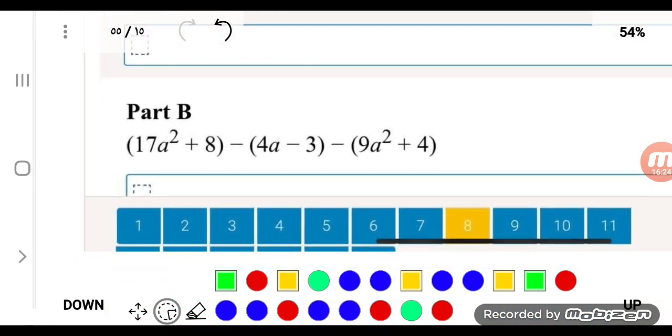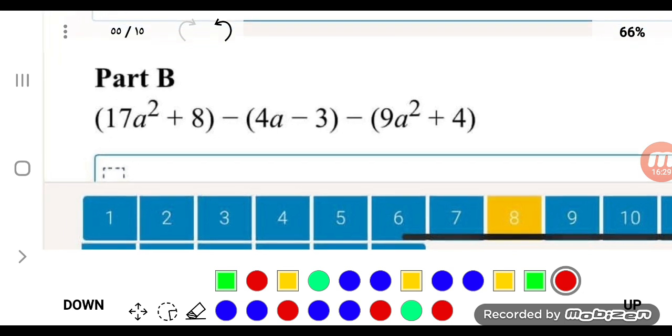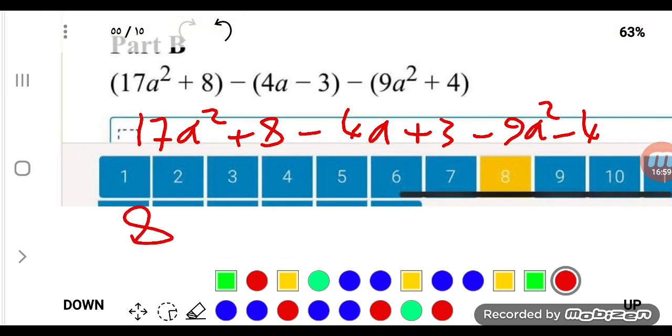Alright, so next one. Here you have 3 brackets. Let's collect like terms, but let's first distribute the minus. So 17a squared plus 8 minus 4a plus 3 minus 9a squared minus 4. Let's collect like terms. 17a squared and minus 9a squared. 17 minus 9 is 8. So here we write 8a squared.